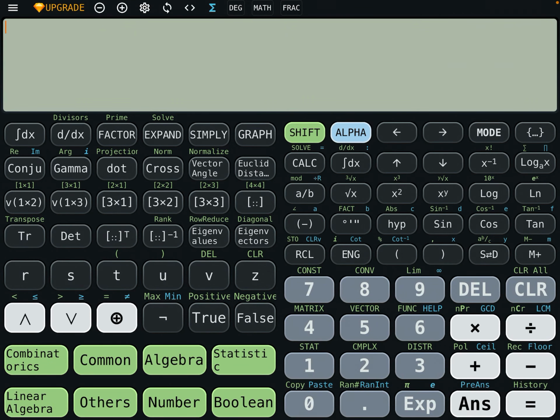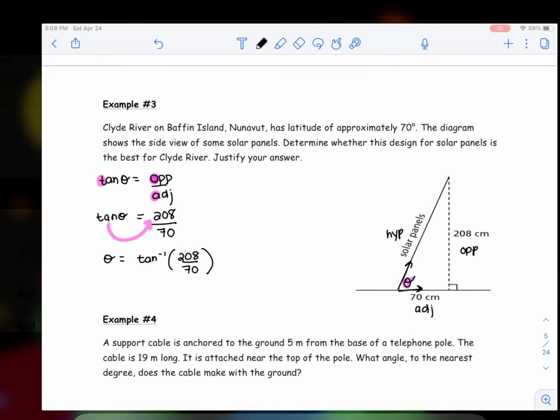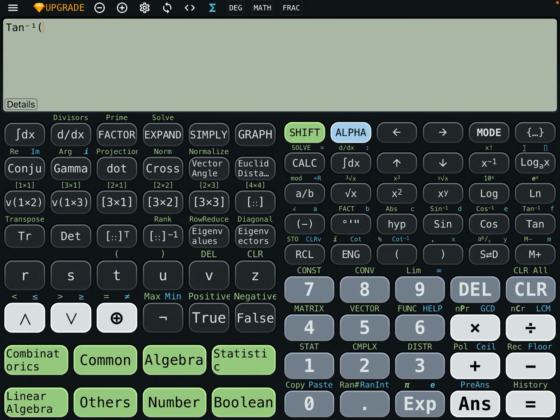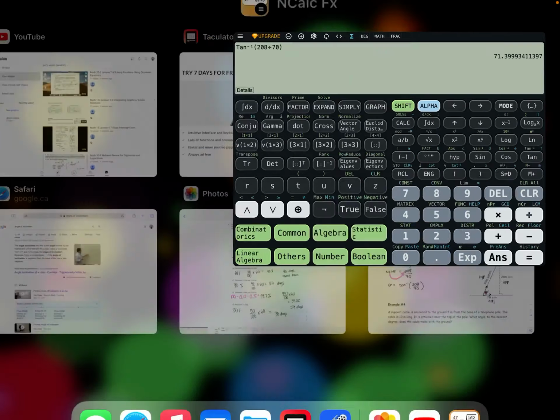Okay, so back to our calculators, we're going to go tan inverse. For some of you with scientific calculators, you're going to do shift tan. For graphing calculators, you're going to press second tan. And then the numbers we're using were 208 divided by 70. Close your brackets, and you get this answer here. So you'd press enter. You should be getting 71.4 if you're getting this correctly.